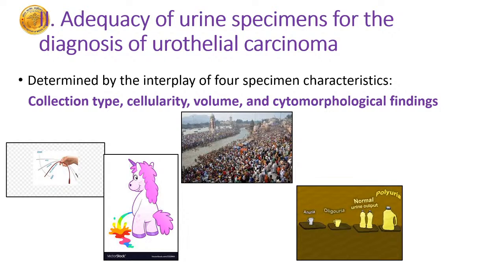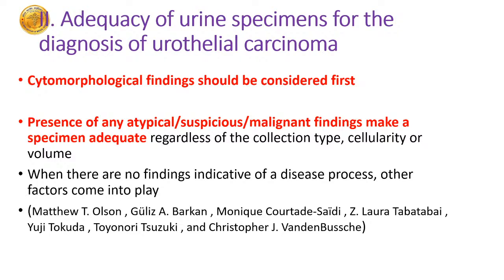Next slide, please. So, when we talk about cytomorphology, next slide, please, we should remember that these findings should be considered first and foremost. Just like the Bethesda cervical cytology, presence of any atypical or suspicious or clear-cut malignant findings makes a specimen adequate, regardless of its cellularity, the specimen type, the volume of urine received in the laboratory.